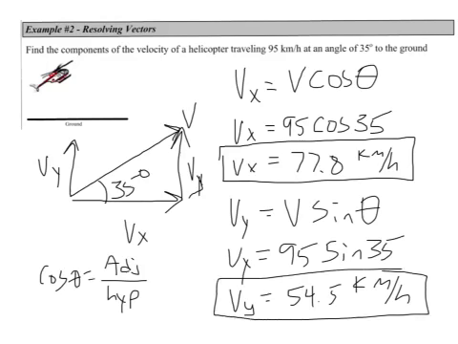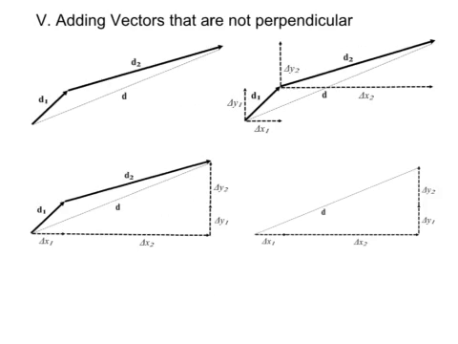So this helicopter going up at 95 kilometers an hour at an angle of 35 degrees is exactly the same as traveling at 77 kilometers an hour directly along the ground and straight up at 54.5 kilometers an hour all at the same time. Now we often will be in situations where we're going to be adding vectors that are not perpendicular to each other. So we're going to take a minute and look at that situation.